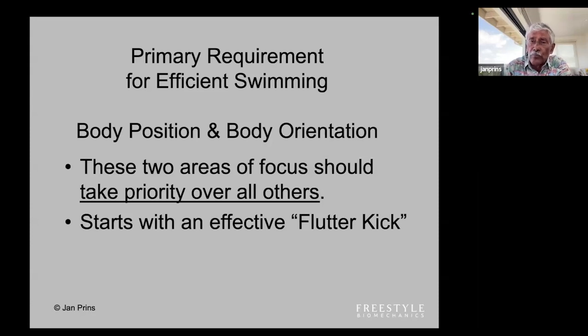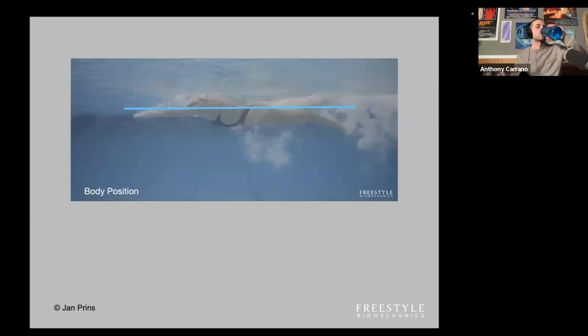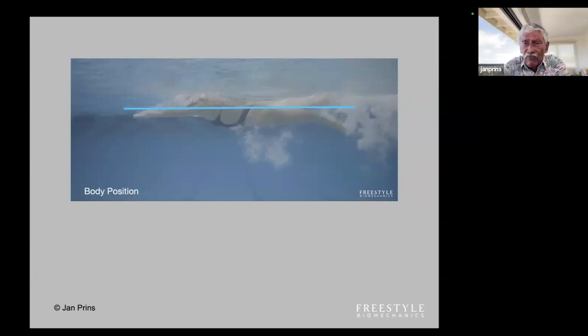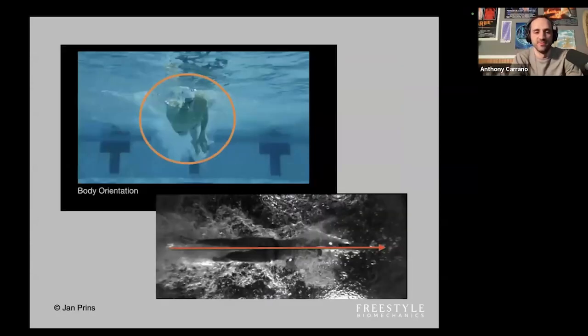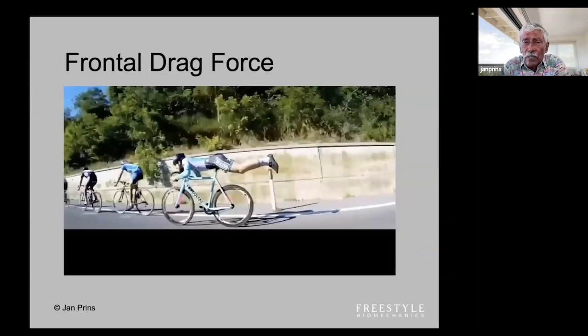I'm going to show you two pictures, and then I'm going to show you some video. Here's the first picture. Lying flat, close to the surface, we call that body position. Then body orientation is how straight you're lying. You can lie flat on top of the water, but if you're not traveling in a straight line, that also compromises what's going on.